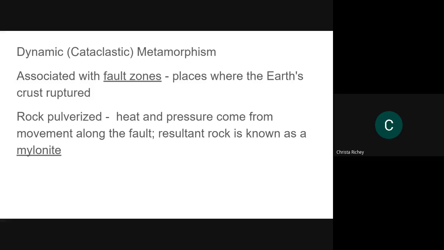Mylonite is when rock is pulverized along the fault because of either a slip or a break, or you've got one going over top of another. There are different types of earthquakes. And when we get into that next six weeks, we'll talk about the different types of earthquakes.